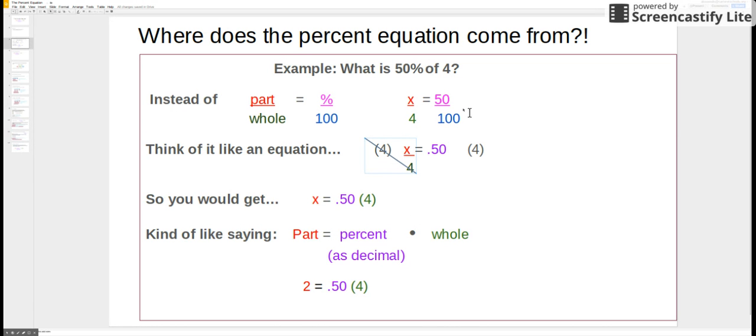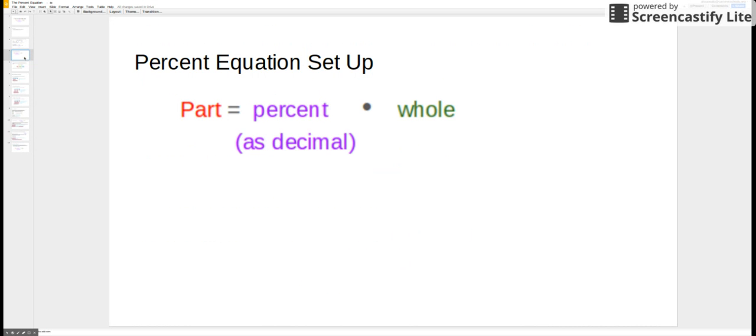So rather than sit there and make proportions and solving them, this way is actually a lot easier, a lot faster, and this is actually the method that most people use in the real world in finance when you're buying a car or anything like that, okay? So you can actually write 2 is equal to 0.50 times 4, right? Because half of 4 gets you 2. So let's look at the setup again. Part equals percent as a decimal times whole.